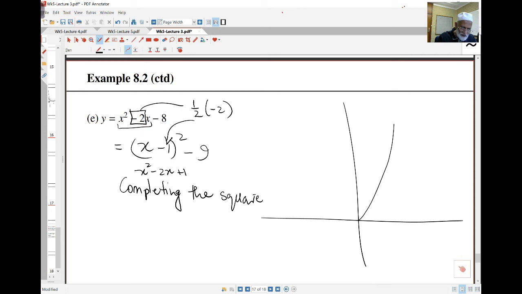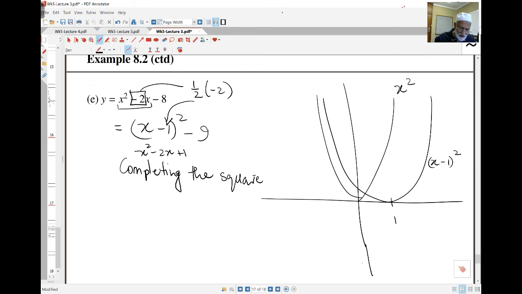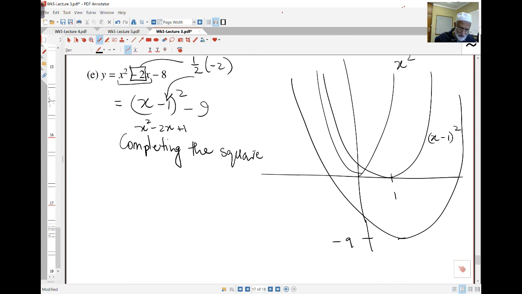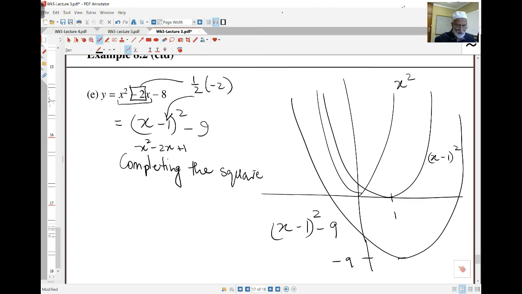First of all, there is my x squared. Then it's a minus 1, so it's a translation in the x direction of plus 1. There is the x squared, x minus 1 squared. And now it's a minus 9, so it's going to go down here to negative 9. So the vertex is this point here. All the work I did so far was to find the vertex, this point here, at 1 and negative 9. And once I have that, I've got the entire graph down here.